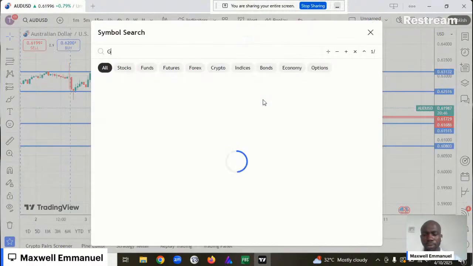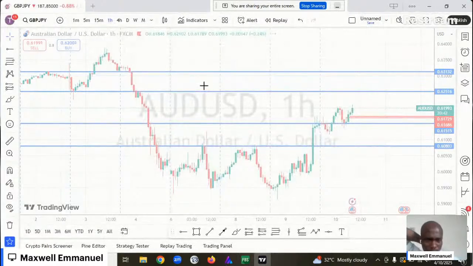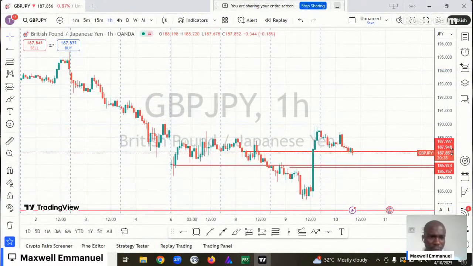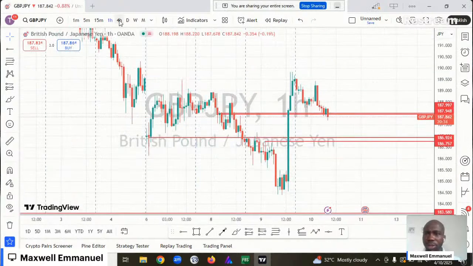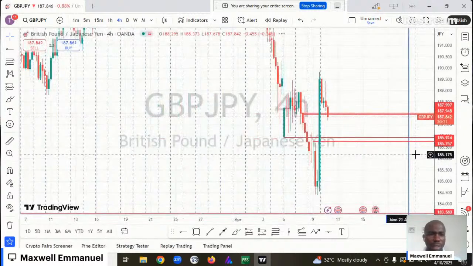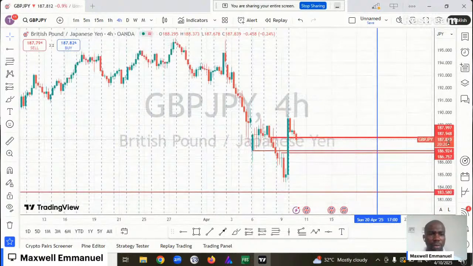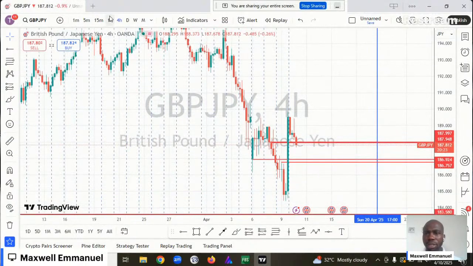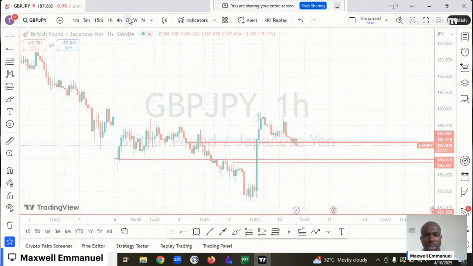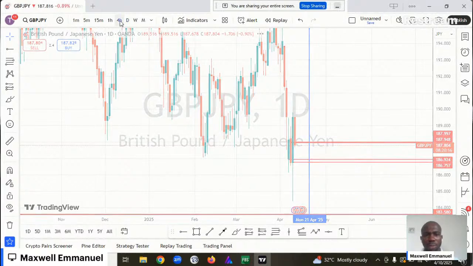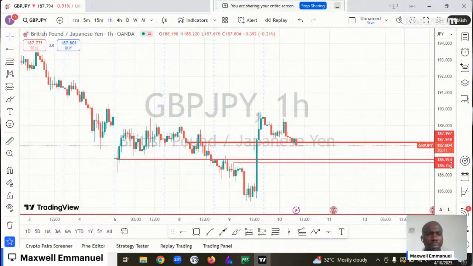So what's happening on GBP JPY? Let's see. GBP JPY is still bearish. If you're considering buying, you should wait for a bullish reversal pattern to form on the 4-hour, 1-hour time frame. As you can see, daily is still bearish. 4-hour also is still bearish. 1-hour also is still bearish.